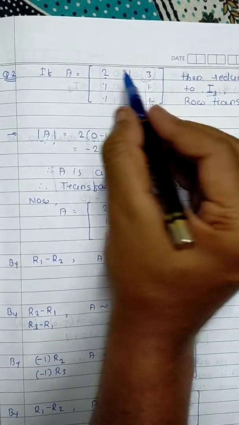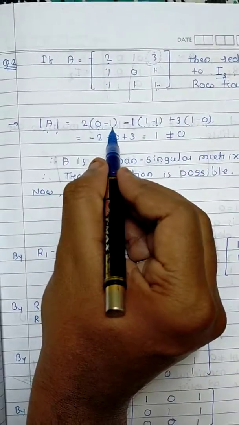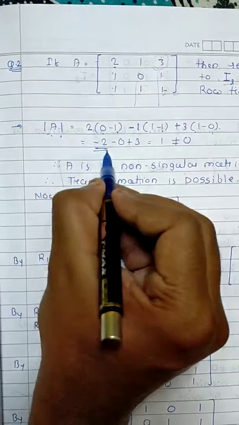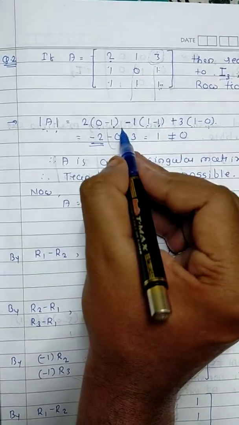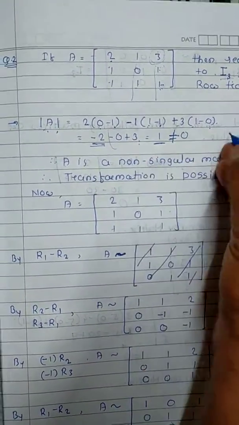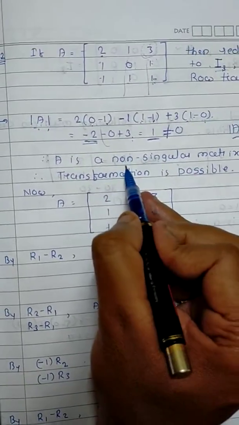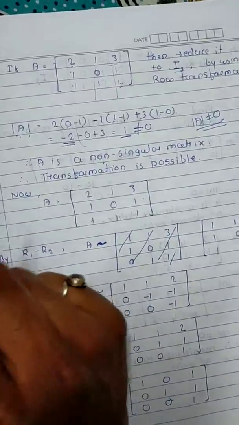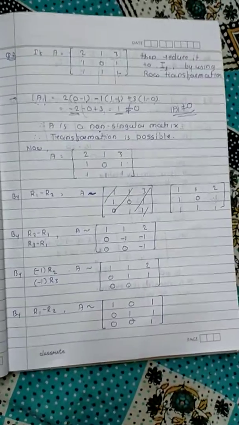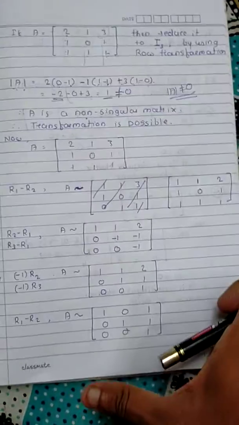Next, at the time of 3, who will go? This column, this row. Then 1 into 1 into 1 minus 0 is 1 minus 0. This 0 minus 1 is minus 1. Minus 1 into 2 is minus 2. This 1 minus 1 is 0, this whole will become 0, and 3 into 1 is 3. Minus 2 plus 3 is 1, which is not equal to 0. When the determinant is not 0, it is called a non-singular matrix, and then only the transformation or finding the inverse is possible. When the given matrix is non-singular, that means its determinant is not equal to 0, then only we can find out the transformation.